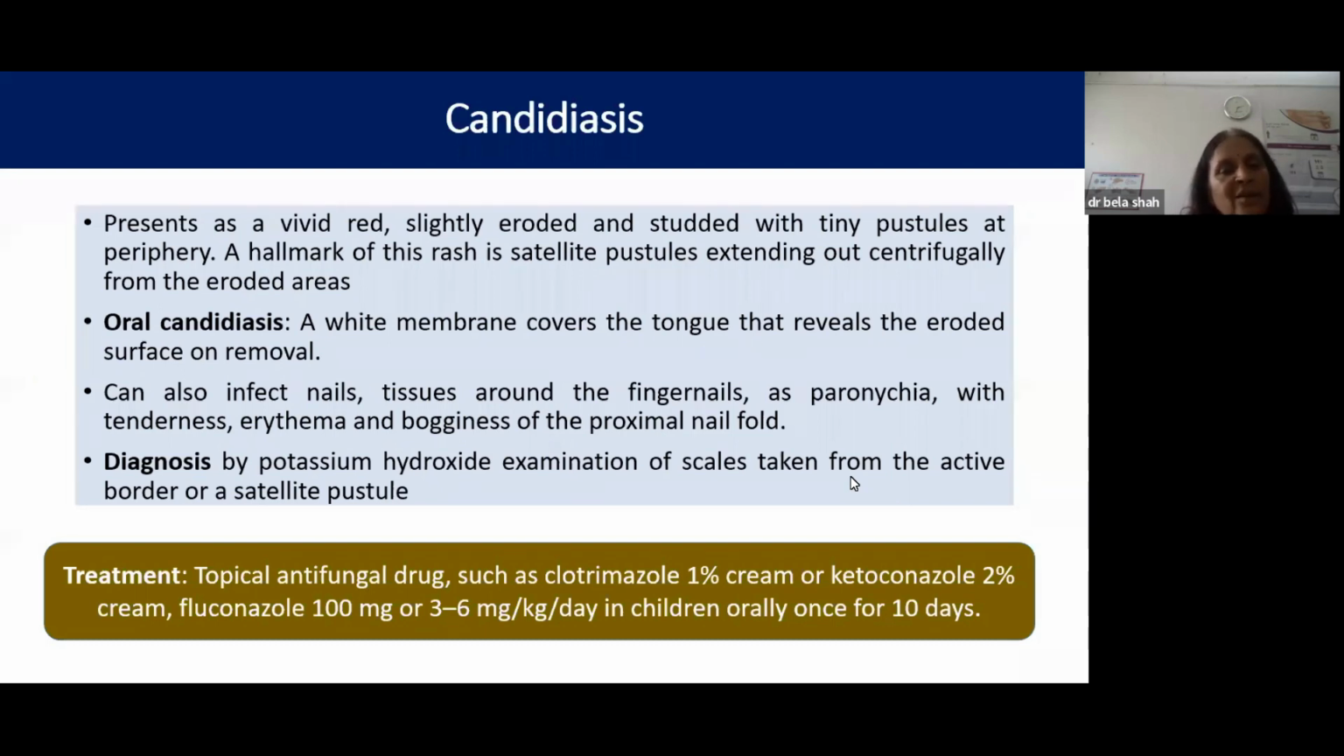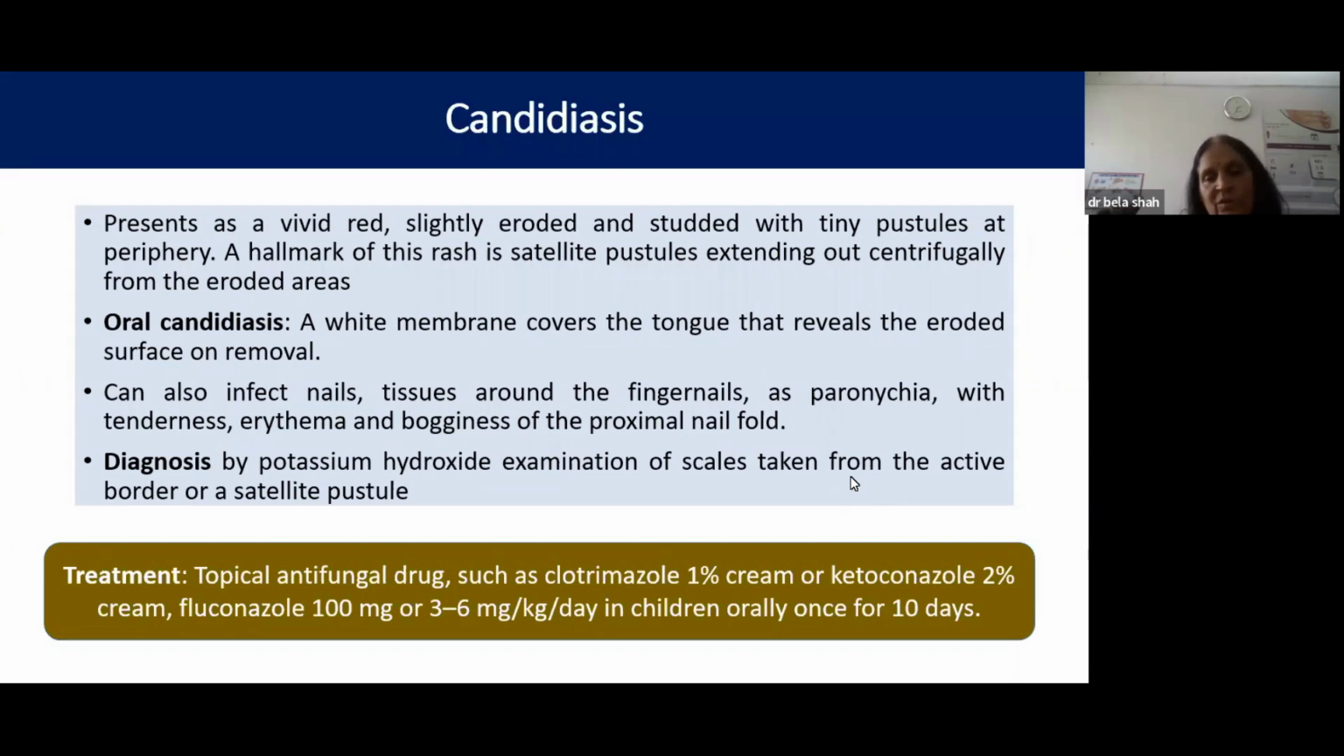And Candida can also involve nails, paronychia, and multiple infections can be seen because of Candida, right from esophageal candidiasis, oral candidiasis, paronychia, onychomycosis.